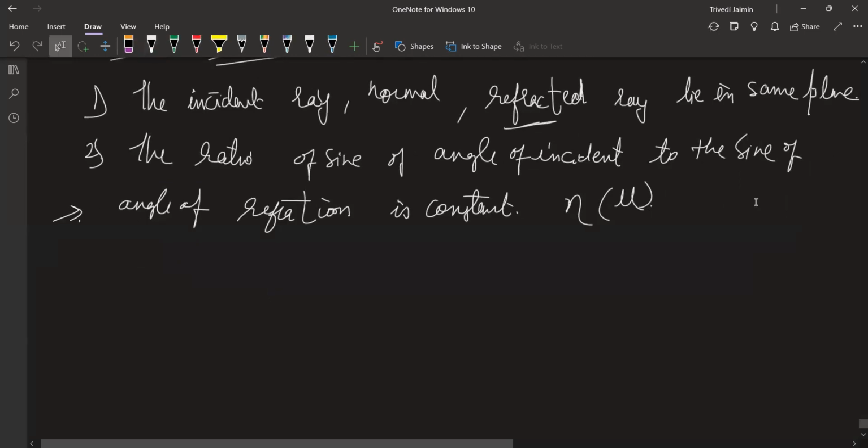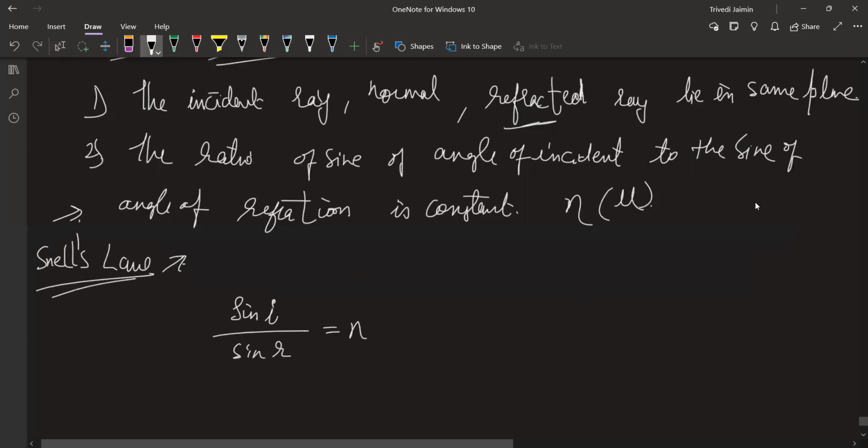This is even called Snell's law. So it says sine i by sine r equals n. So the constant is refractive index. Yes. The constant is called refractive index.